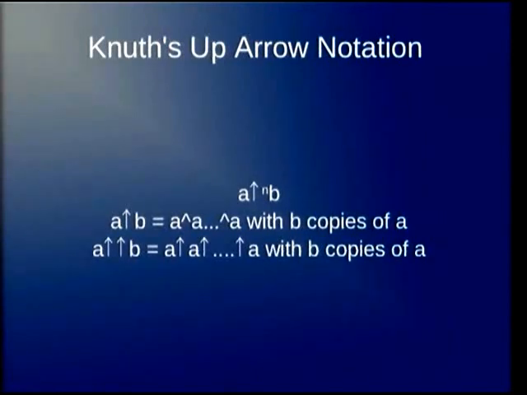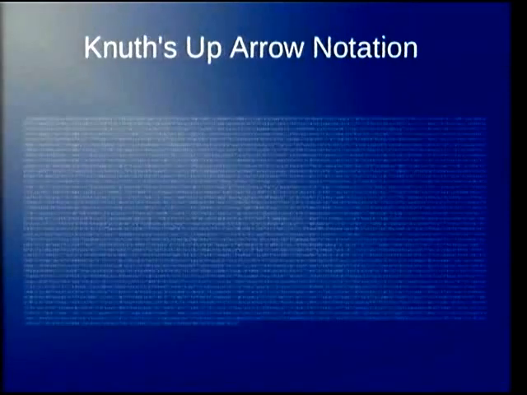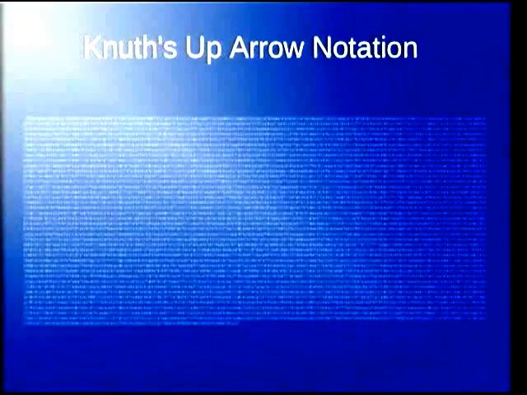And there is a construction where 2 arrows devolves into A arrow B arrow B. But now we have 3 up arrow 3 is 27. You do 2 up arrows, you get a great big number. 3 up arrows, we end up with that. Which, by the way, that will crash your laptop.